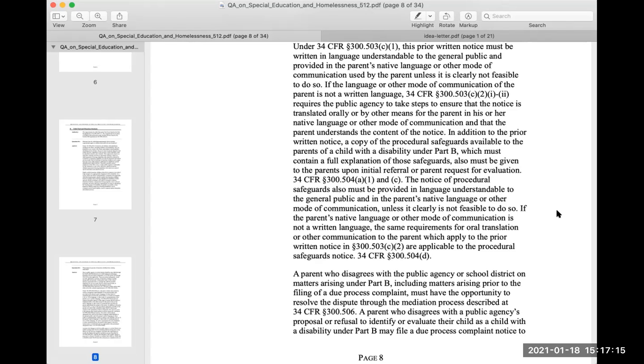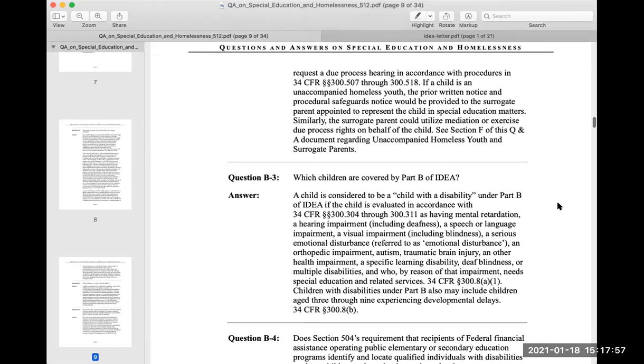If the language or other mode of communication of the parent is not a written language, 34 CFR paragraph 300.503(c)(2)(i)(2) requires the public agency to take steps to ensure that the notice is translated orally or by other means for the parent in his or her native language or other mode of communication, and that the parent understands the content of the notice. In addition to the prior written notice, a copy of the procedural safeguards available to the parents of a child with a disability under Part B, which must contain a full explanation of those safeguards, also must be given to the parents upon initial referral or parent request for evaluation.